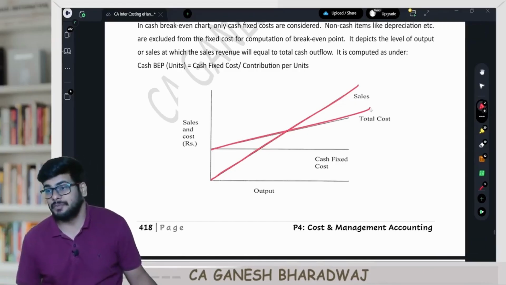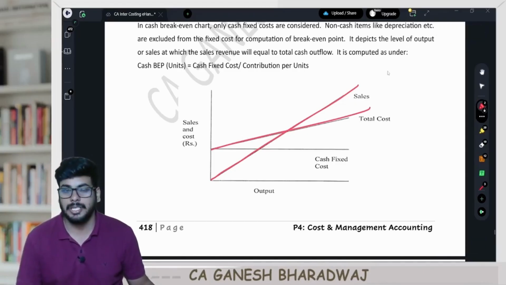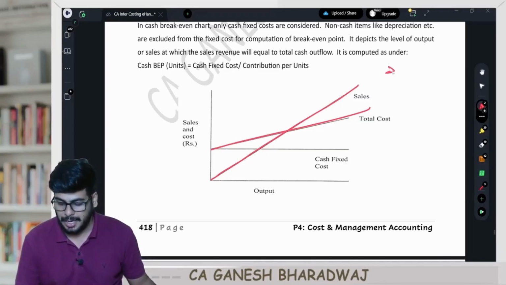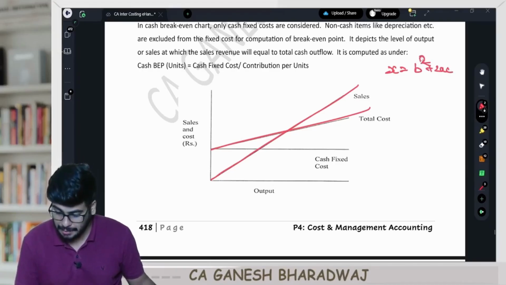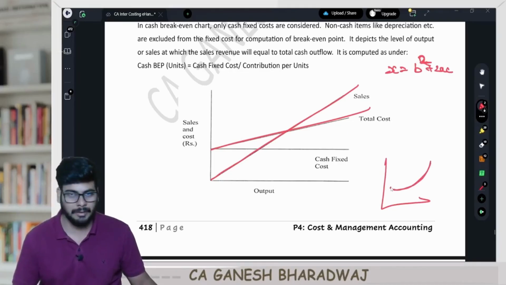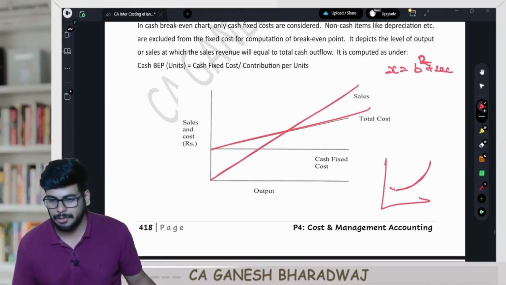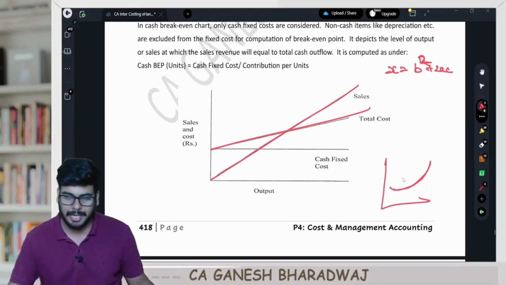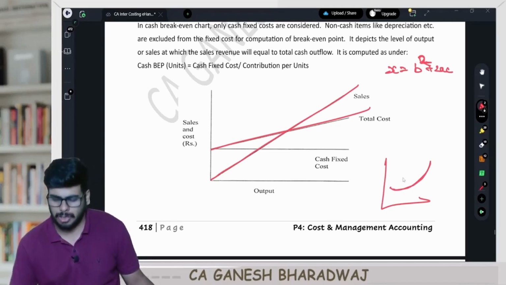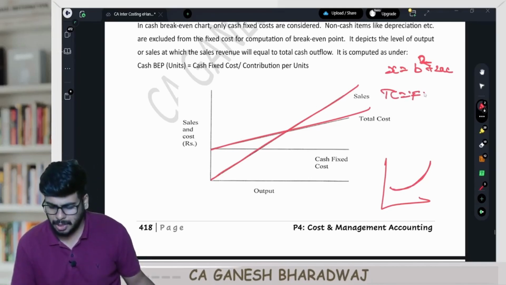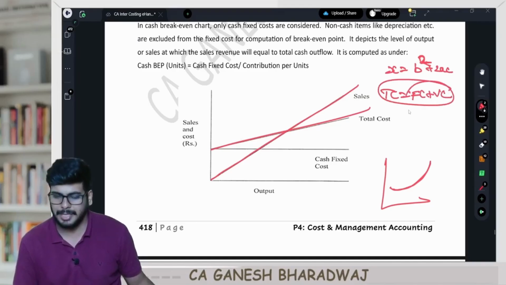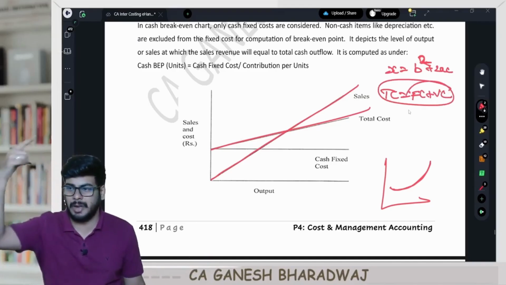If you have that binomial equation, let's say x is equal to b square plus 2ac, just an example, here I have squares, right? So now if you want to put it in a graph, it will be a curve. If it is a curve, it is not a linear equation. Are you clear with this? Here in our case, it's a linear equation. Very simple. Total cost is equal to fixed cost plus variable cost. Guys, correct? Linear equation. Where is the question of having squares and all?